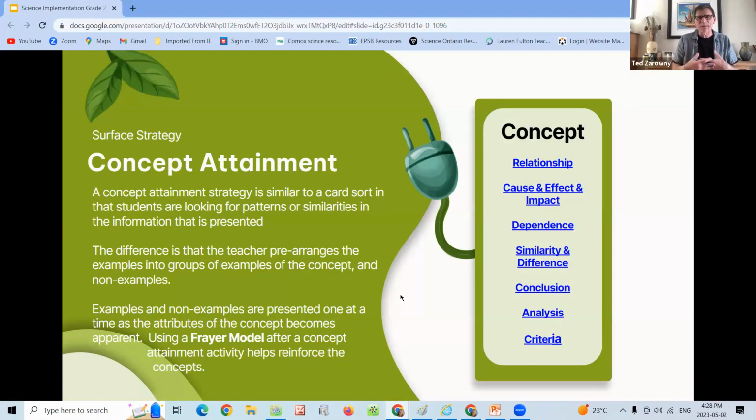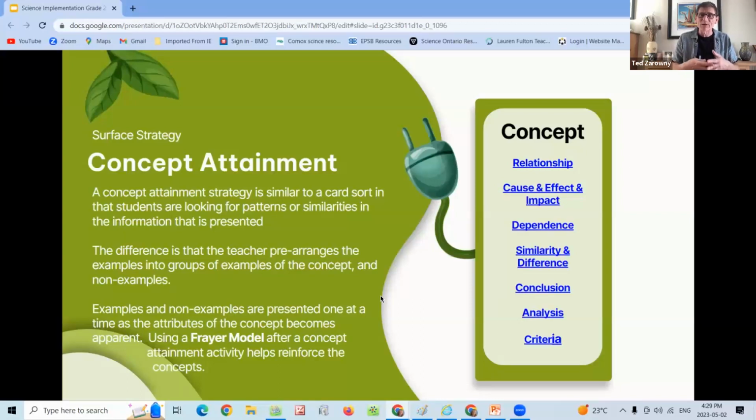So that's how a concept attainment exercise works. If you've never seen one, there's some of those for all those other concepts there that are kind of hidden. I'm going to just talk about criteria because that's a really important one. When you do the sort, you're using criteria. Chris says, on what basis are you making that decision?